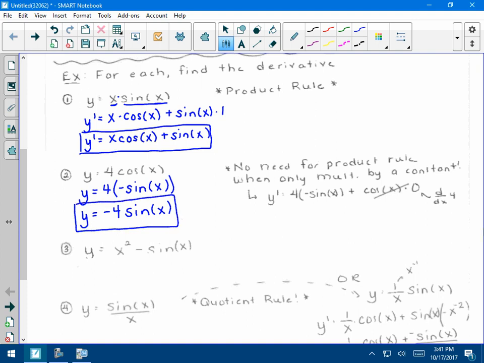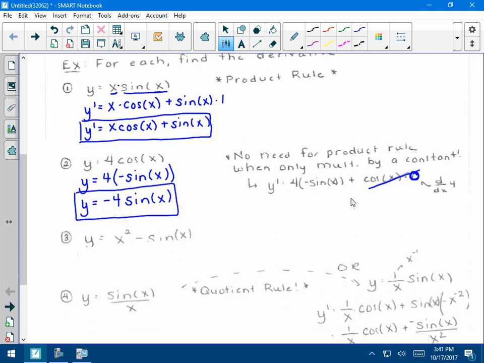So off here I wrote there's no need for product rule when you're multiplying by a constant. I could do the first, which was 4, times the derivative of the second, negative sine for cosine, plus the second, which is cosine, times the derivative of the first, but when I take the derivative of 4, I just get 0. So this whole second piece goes away anyways. That's why we don't really have to use product rule when we're multiplying by a constant. I still can, it's just extra work.